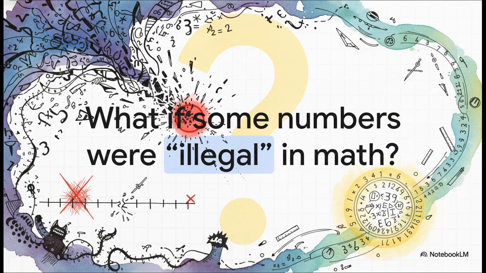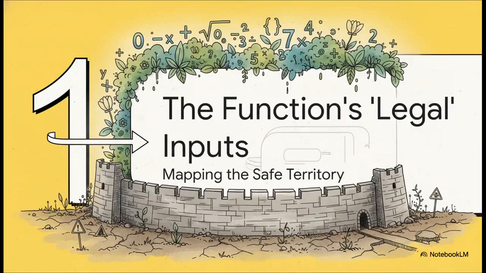I mean, seriously, think about this for a second. What if some numbers were just illegal in math? What if plugging one in could just break everything? Sounds kind of traumatic, I know, but it's totally true. Some functions have these hidden danger zones, these inputs that cause complete chaos. So our mission today? Find those illegal numbers and figure out where it's safe to play. And yeah, you guessed it, that safe territory has an official name.